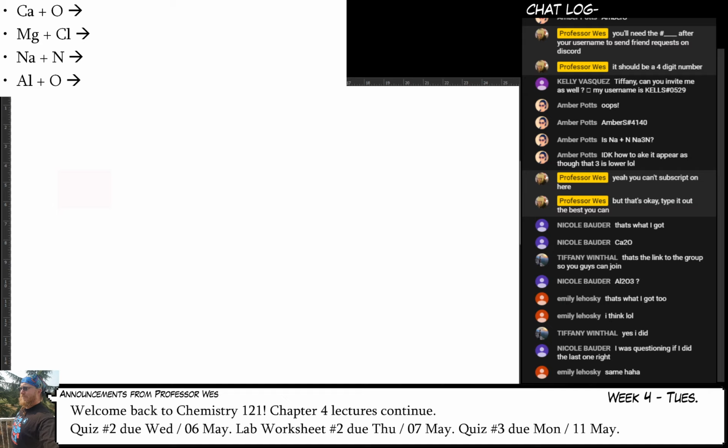So let's go over the answers here. Let's do calcium oxide first. Oops, I'm drawing in white. Hold on, that's not going to show up. That's not a pen. There you go. Calcium and oxygen.